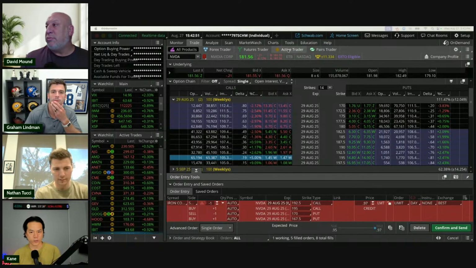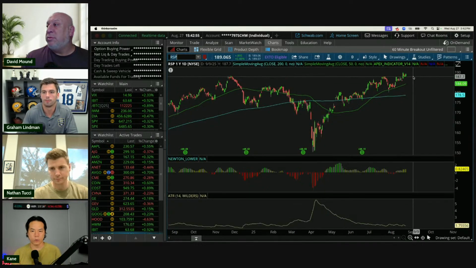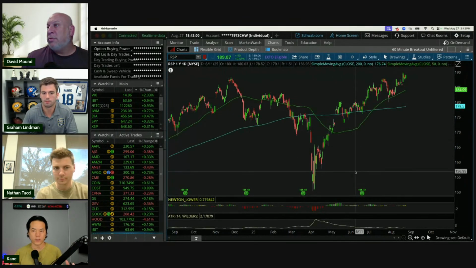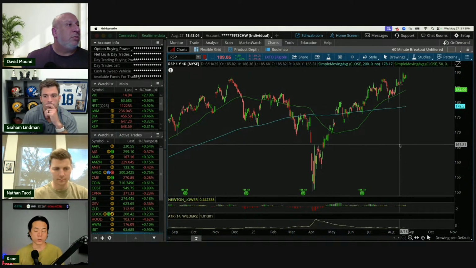What we've seen the last couple of days is, I don't know if you guys look at RSP versus SPY, but RSP has really come up. And so what we're seeing is a lot more breadth. So we are paying more attention to a wider range of stocks other than just the Mag 7s. The Mag 7s by themselves, of course, they'll always help.